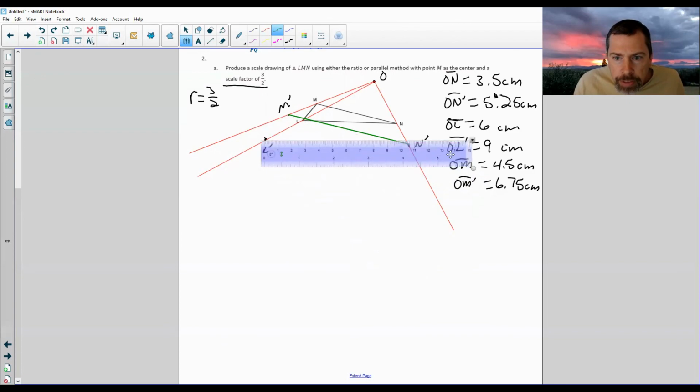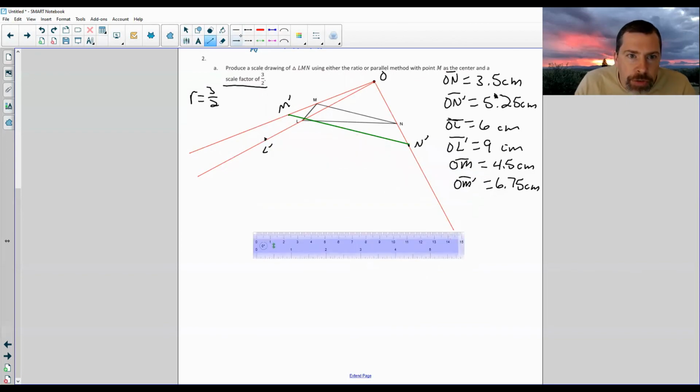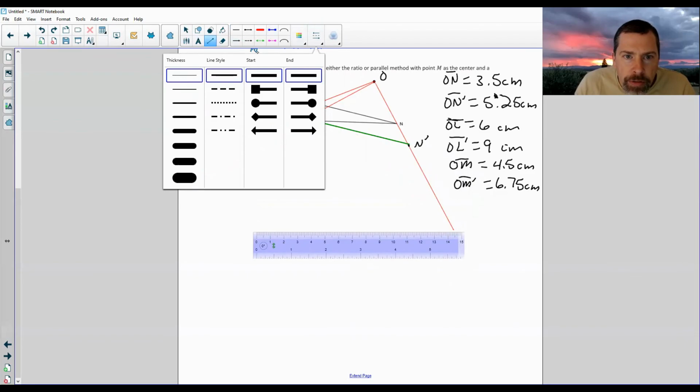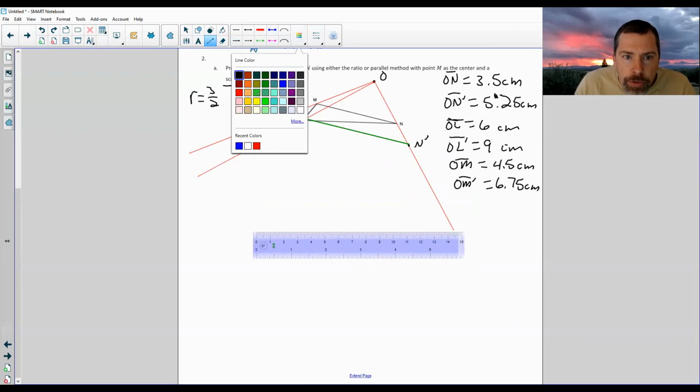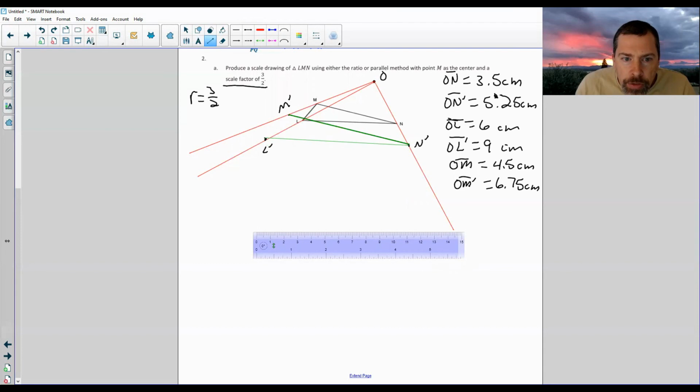This one might not let me because it's snapping. So I have to use my straight segment command. And we're doing this in green. So that's from N to L. It's snapping as well. That's the best I can do right there. And then one from here to here. So there is triangle M prime, L prime, N prime, which is 3 halves LMN.